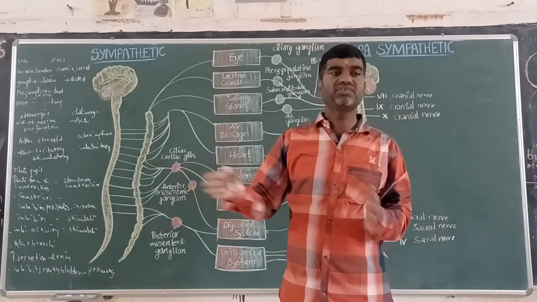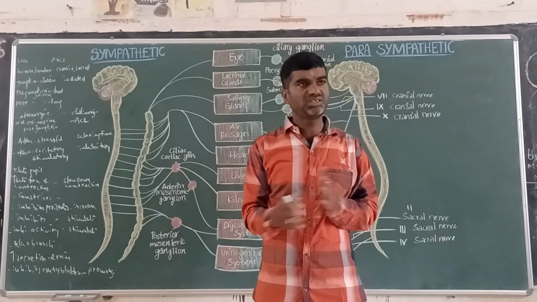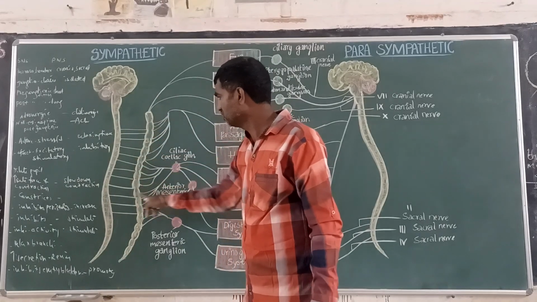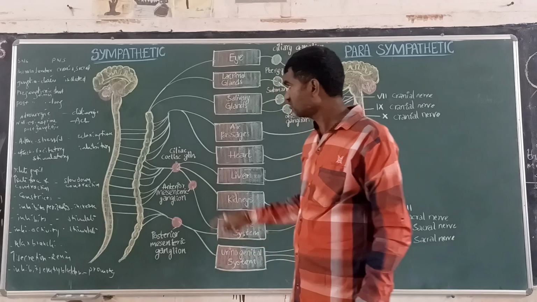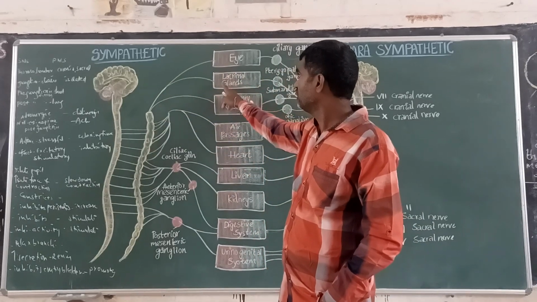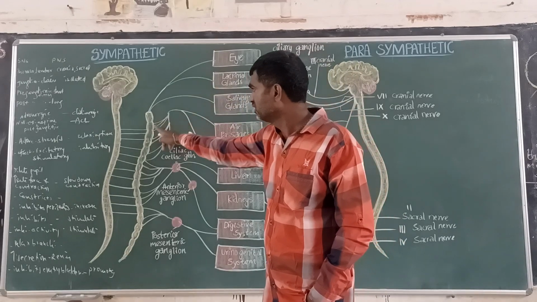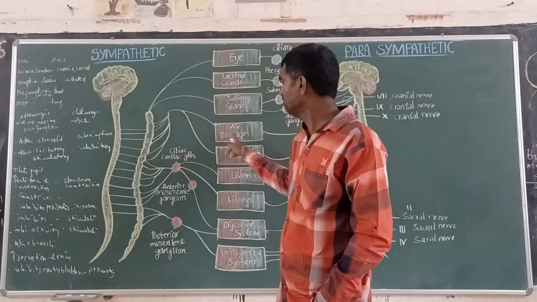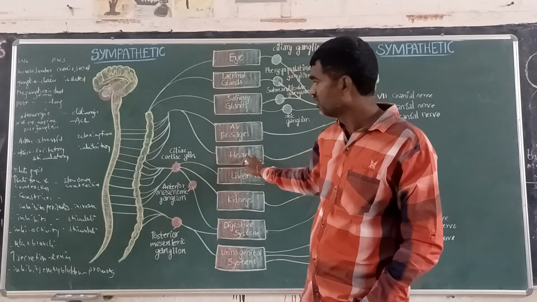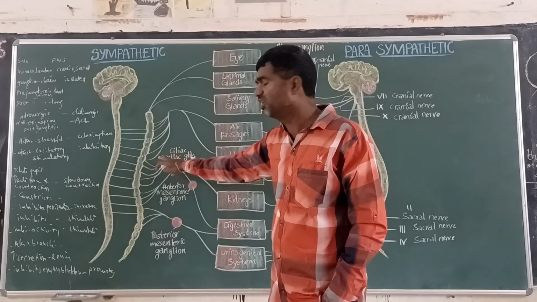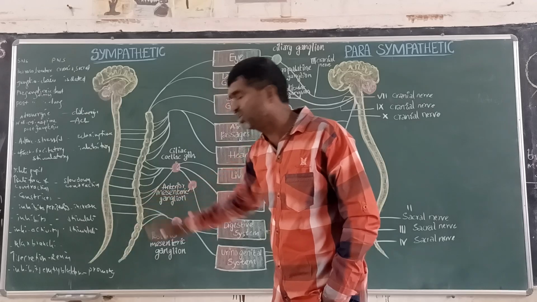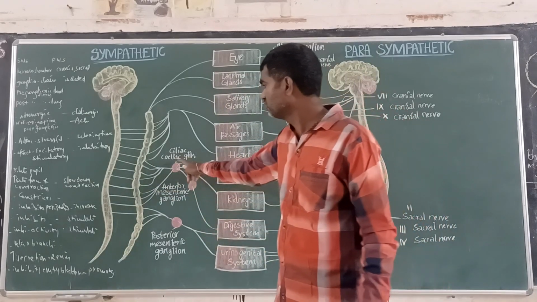Now, how does it innervate the visceral organs? This is the skull region, and these are the neurons or ganglia. In the first region, two neurons go out: one goes to the eye, and the next goes to the lacrimal glands. The second innervates the air passages and the heart. Next are the celiac ganglia, which together form one region.